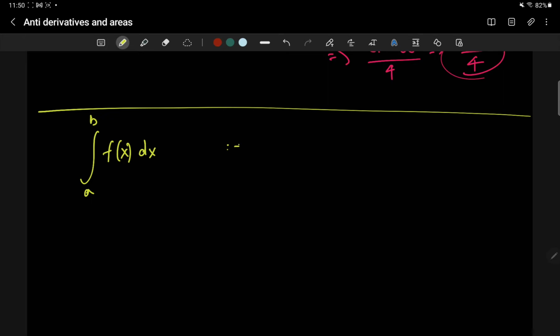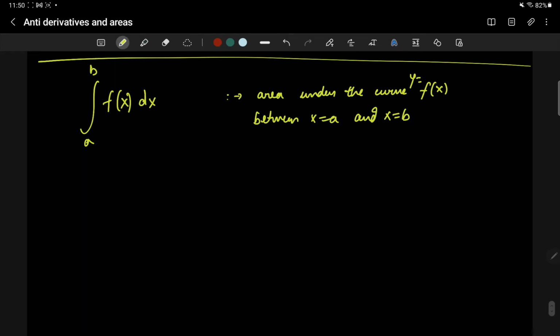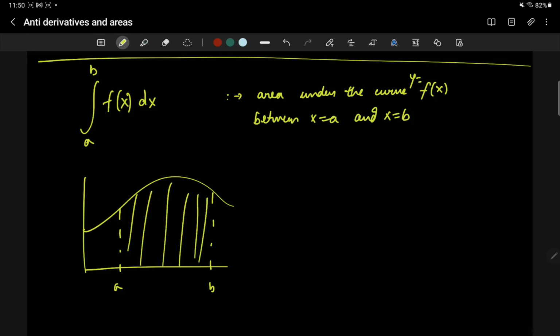Basically what it means is it's the area under the curve f of x, or y equals f of x, between x equals a and x equals b. Okay, so this says if I have a curve and I have a point x equals a and a point x equals b, then this basically represents this entire area.